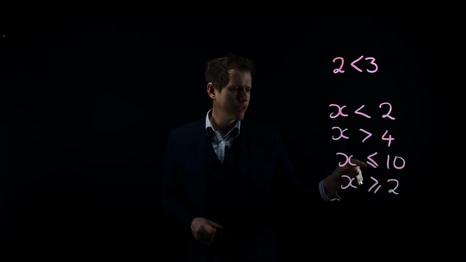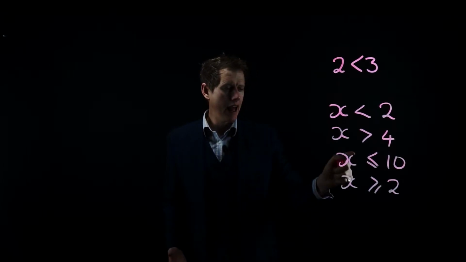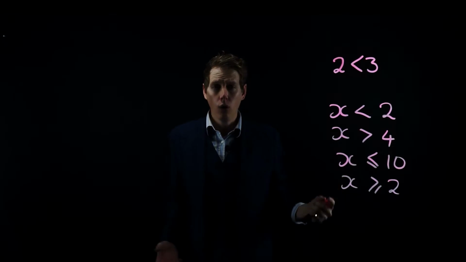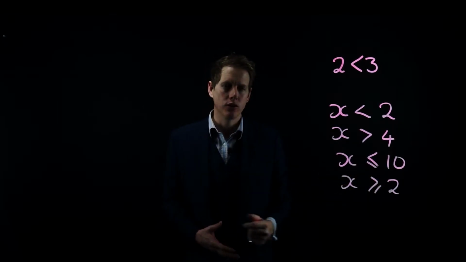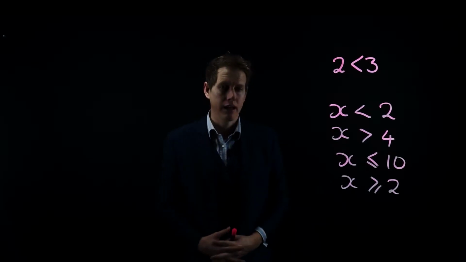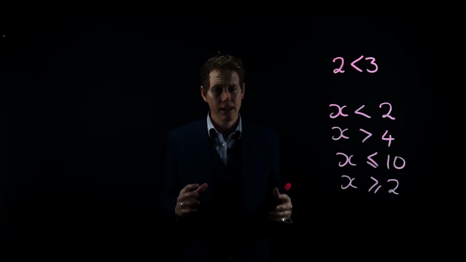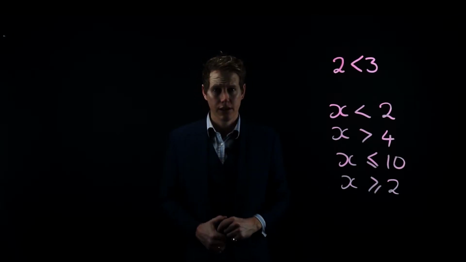What happens when we've got a little line underneath it? Well, this tells us that x is less than or equal to 10. This is x is greater than or equal to 2. So now you can read inequalities and you understand the basics of inequalities. You need to be able to plot inequalities on a number line.